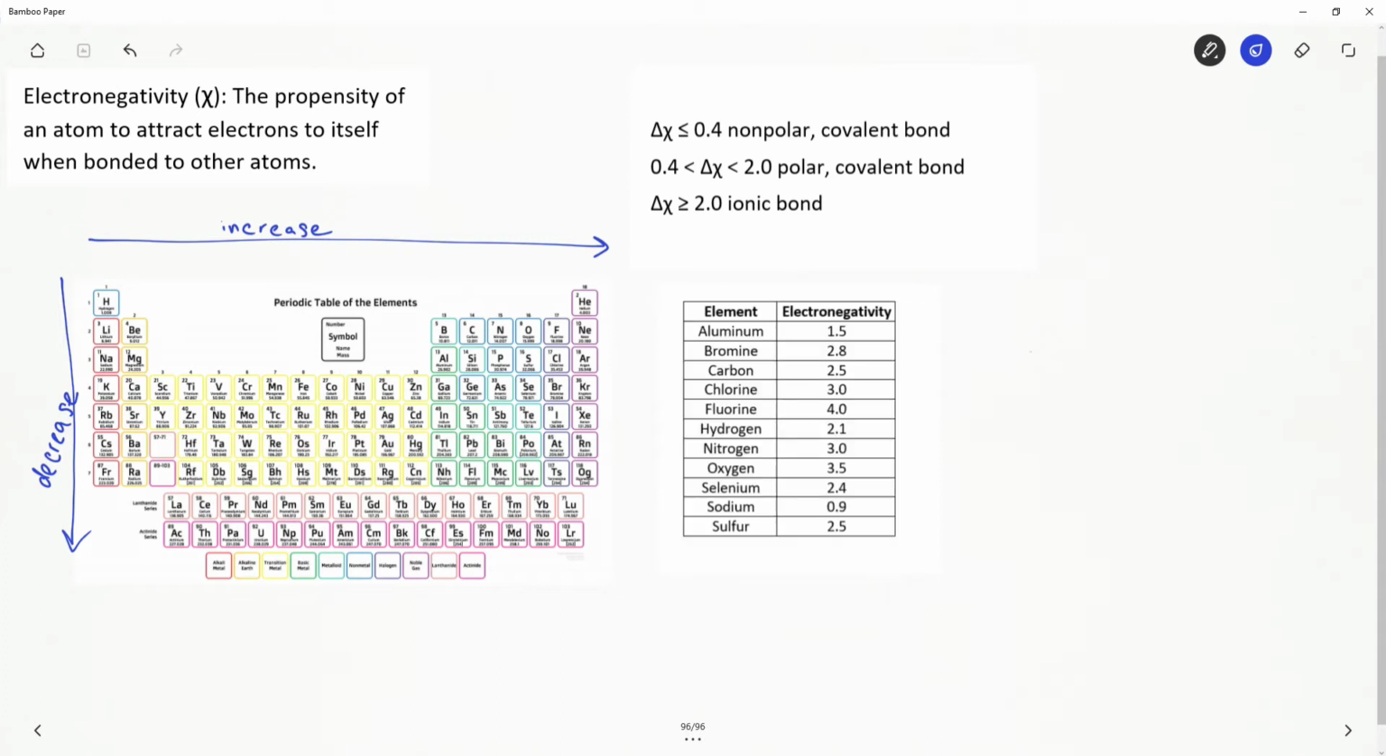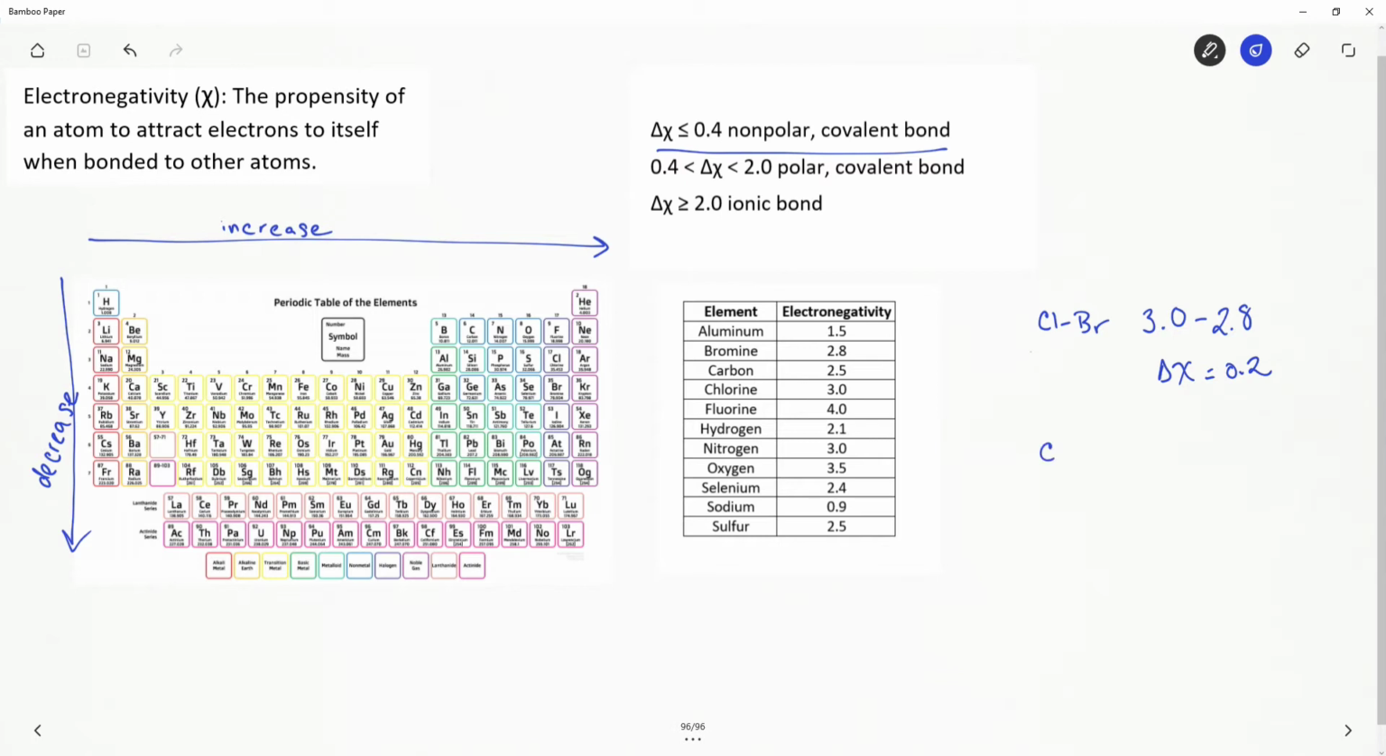I have a table here with some electronegativity values, and let's just quickly calculate the delta chi for a couple bonds. So let's look at a chlorine-bromine bond. Chlorine has an electronegativity value of 3.0 and bromine's value is 2.8. So our delta chi is simply 0.2. This falls in the range of nonpolar covalent bond.